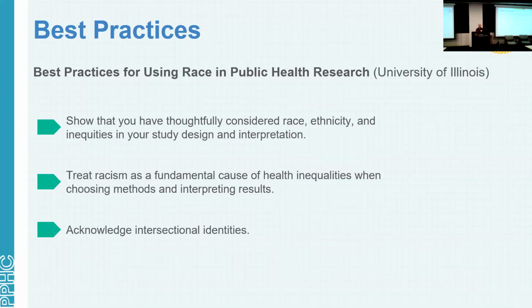So now we're going to shift to one of our resources for best practices. The University of Illinois has established a guide for best practices. The first best practice is to thoughtfully consider race and ethnicity during study design. This may include indicating how race was measured and any limitations there were, such as were participants asked to self-identify. The second best practice is to treat racism as a fundamental cause for health inequalities when choosing methods and interpreting results. And the third is to acknowledge intersectional identities. So this may look like examining race at the intersection of gender, class, citizenship, and sexual orientation.